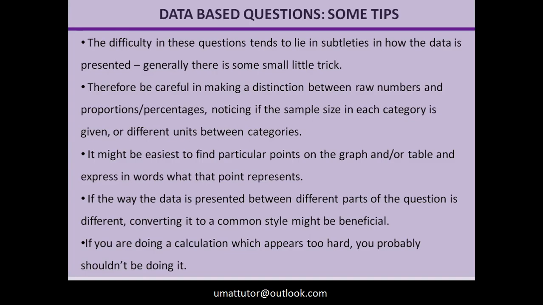So it's often to do with the difficulty, and this is based on small little subtleties in the way the data is presented. So it may be a difference in units between different parts of the data, or it may be a distinction between raw numbers and percentages, different sample sizes. You may need to convert between different units, between different parts of the data. Just very small little tricks which can trip you up pretty easily.